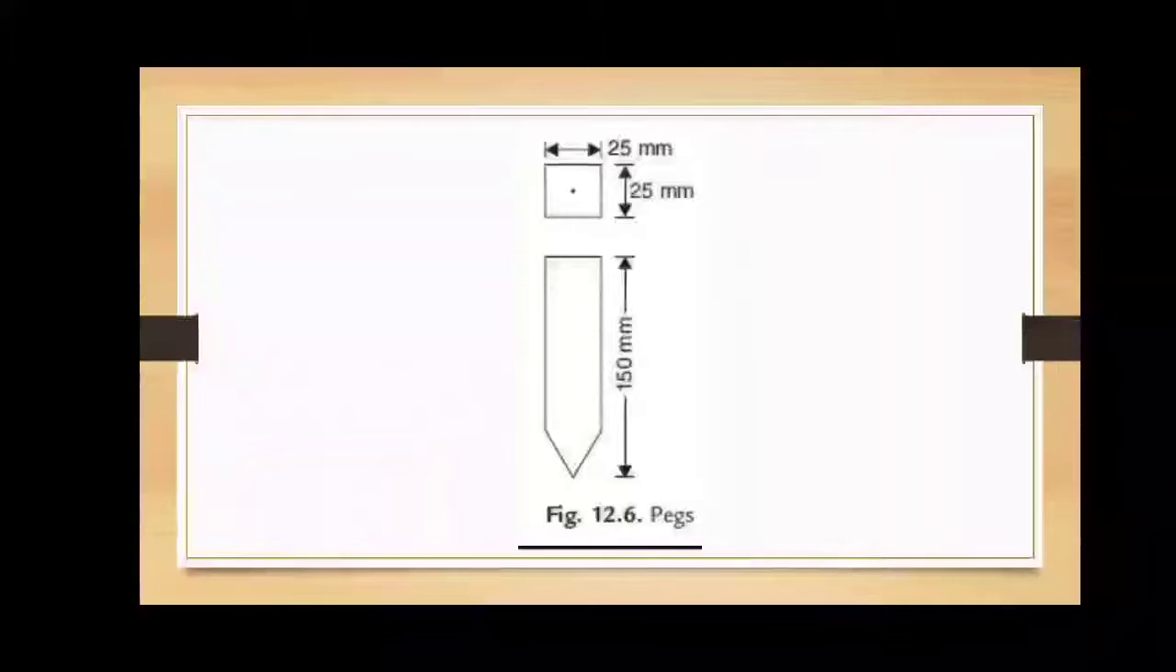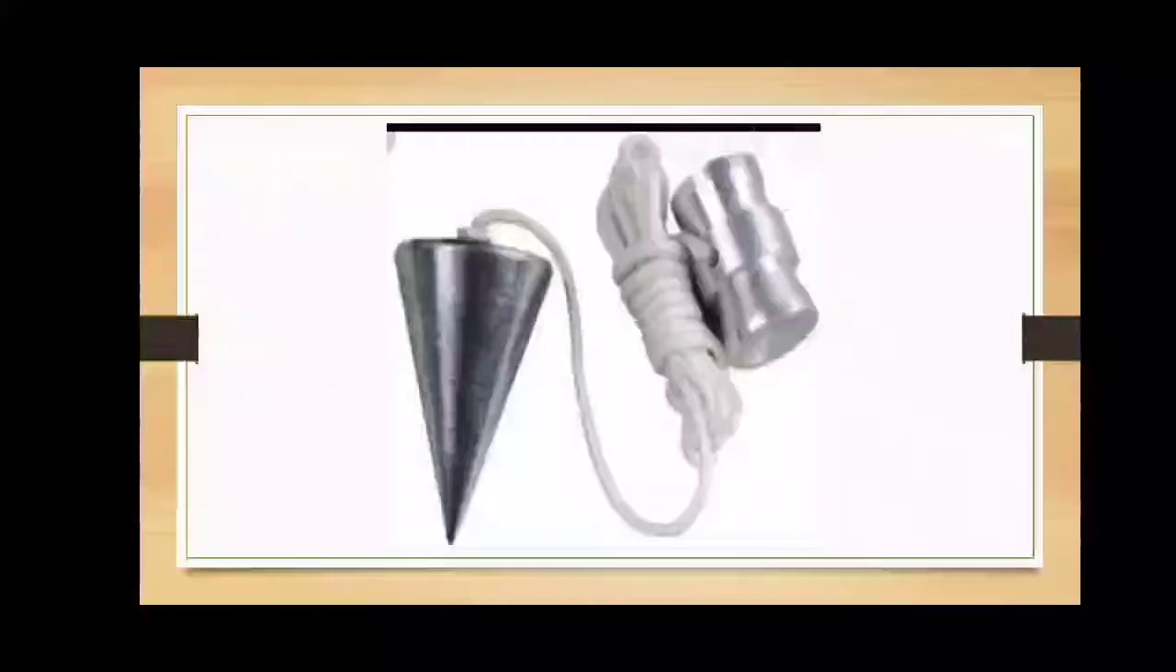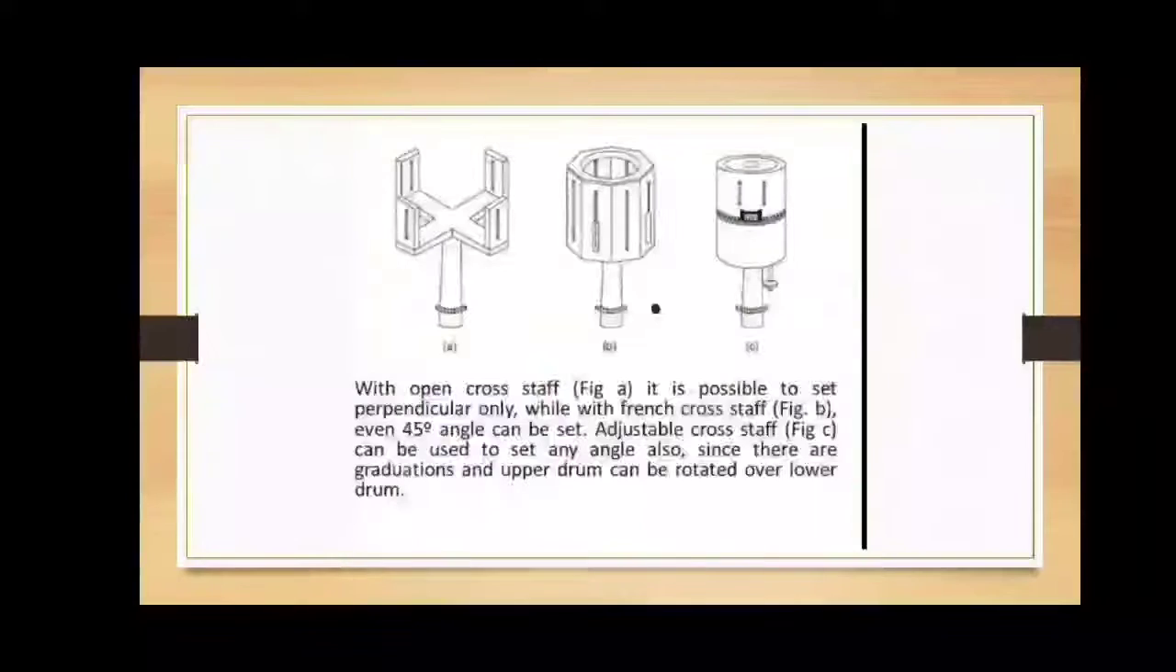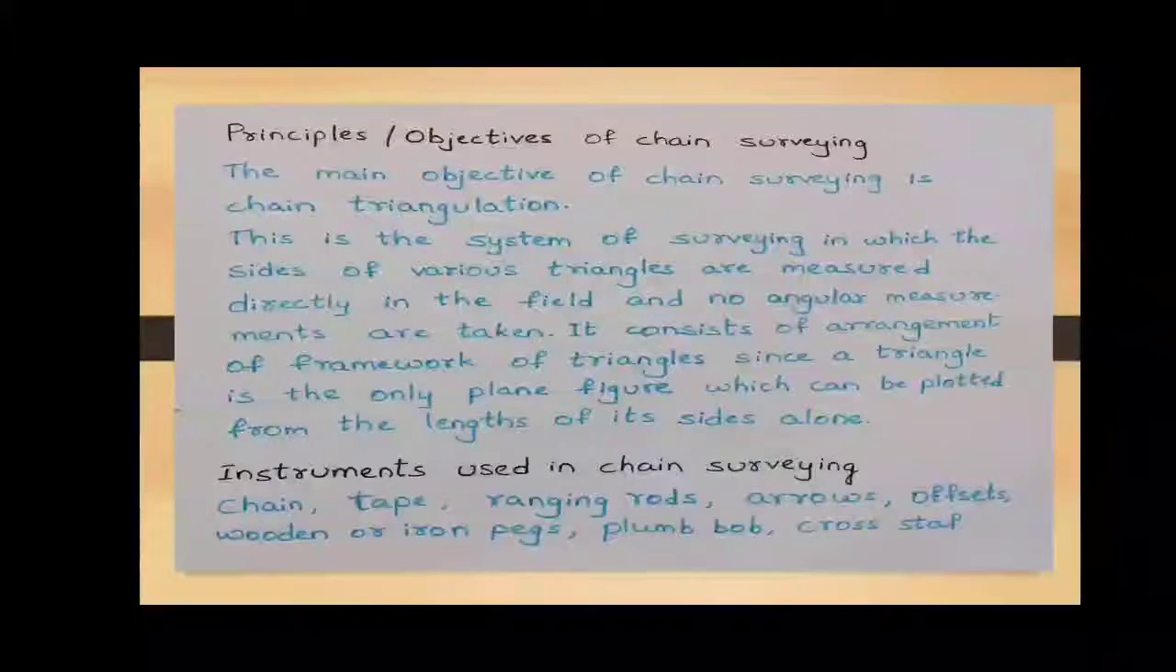Generally, ranging rods and offset rods are fixed into the ground by hand, but these pegs are fixed by using a wooden or iron hammer and project about 4 centimeters above the surface. Generally, a nail is driven on the top of the pegs for exact location. This is a plumb bob. Generally, it is used for centering. These are the cross staffs used for setting out right angles. We got a little idea about chain surveying, when it is adopted, and the equipment used.